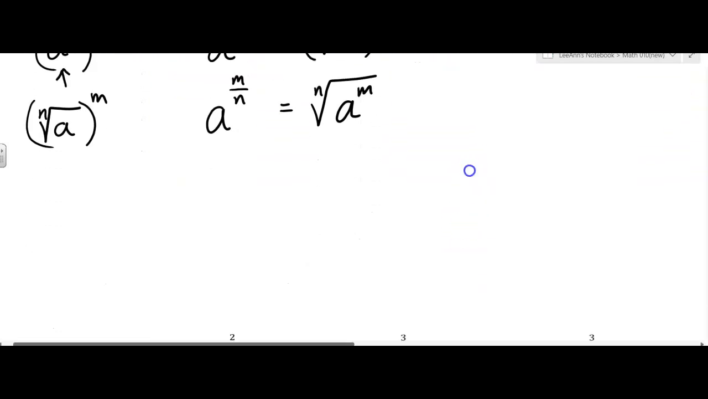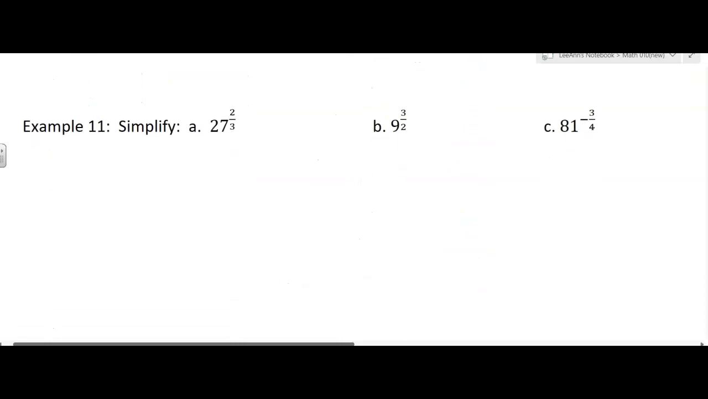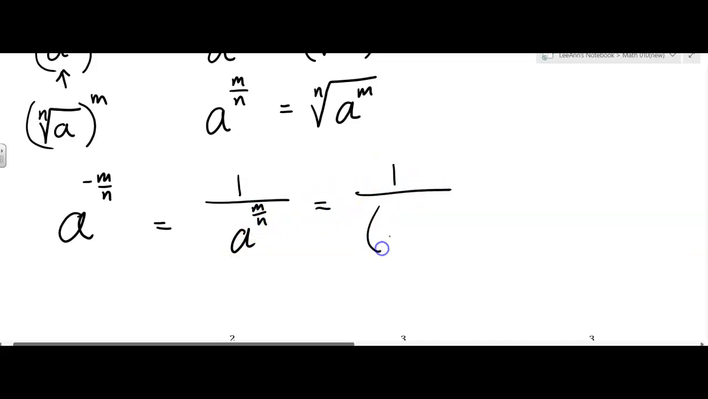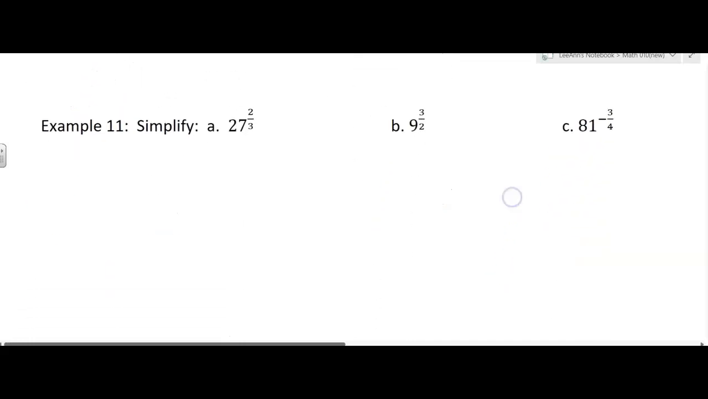So try that out. Okay, so now here we go. Oh, I forgot to mention, that's why all the space is here. If you have a negative exponent, you have to change that to 1 over a to the m over n. And then you can do what we were doing before. You can say, well, this is the nth root of a to the mth power. But don't forget, when you have a negative exponent, you got to move it downtown.